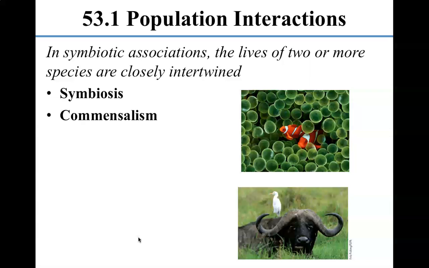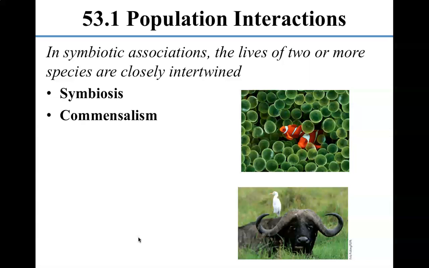So sometimes interactions aren't just eating and getting eaten, but there are other types of relationships. Symbiosis is a close ecological interaction, and that interaction is not always good. In other words, symbiosis would include commensalism, mutualism, and parasitism. We'll talk about each in turn.